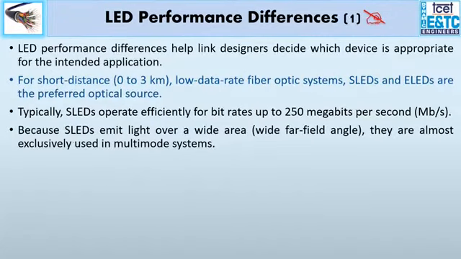So if we have to see the LED performance difference, it helps link designers decide which LED is appropriate, depending upon the application, whether you want to use a surface LED or an edge LED. For short distance, say 0 to 3 kilometers, low data rate fiber optics, surface LEDs and edge LEDs are preferred as the optical sources. As I told you, LEDs will be used only for short distance communication because of a large spectral width.